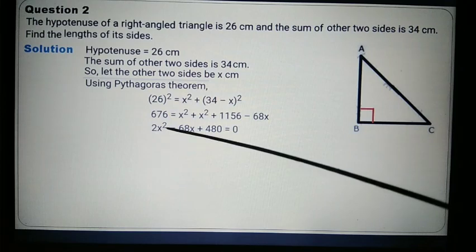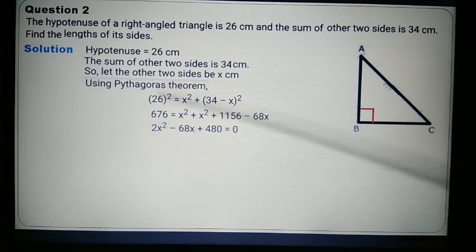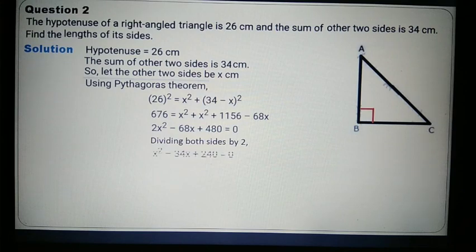Similarly, I can see that 2 can be taken as common, so I will divide both sides by 2. After dividing both sides by 2, I'll get this much. Now you use your quadratic equation formula or you apply middle term breaking, then you will arrive at this one, and your solutions, that means the values for x, will be 10 and 24.